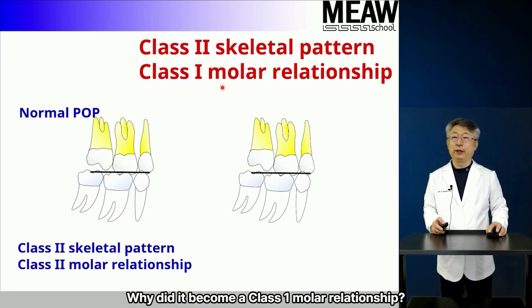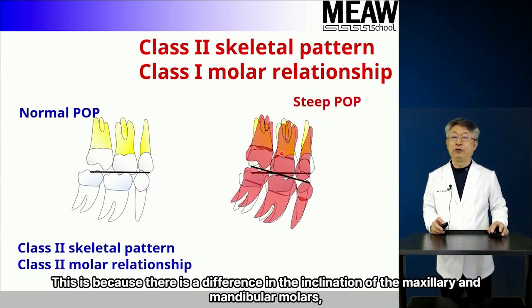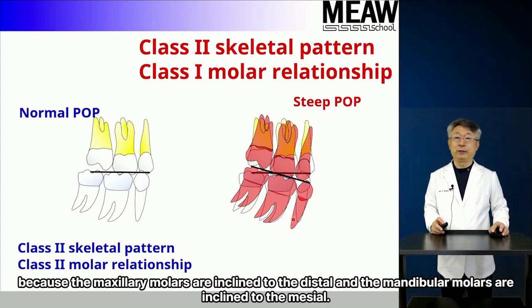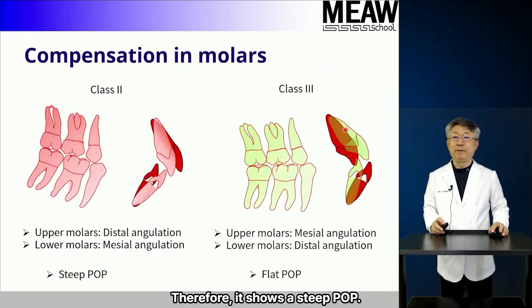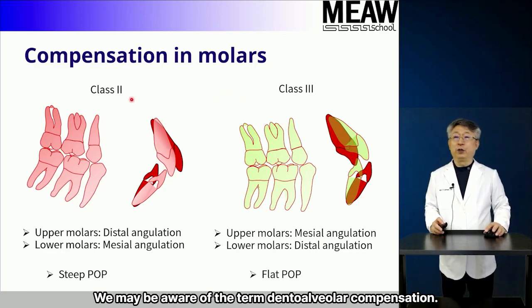Why did it become a class 1 molar relationship? This is because there is a difference in the inclination of the maxillary and mandibular molars. Because the maxillary molars are inclined to the distal and the mandibular molars are inclined to the mesial. Therefore, it shows a steep POP. We may be aware of the term dentoalveolar compensation.